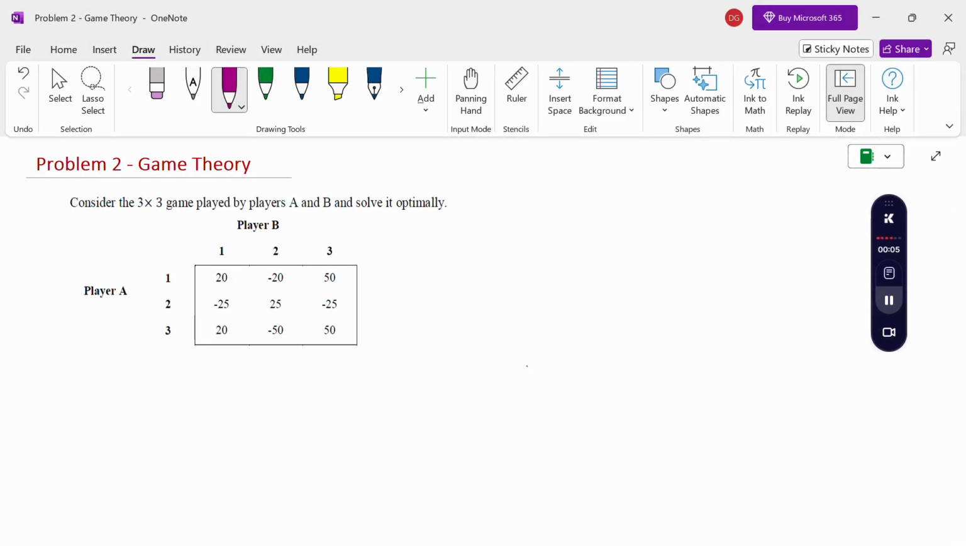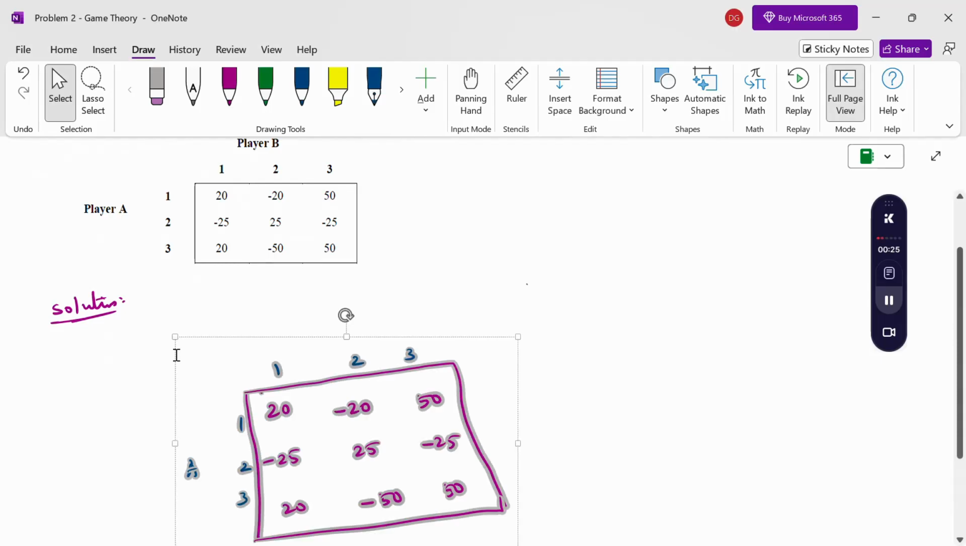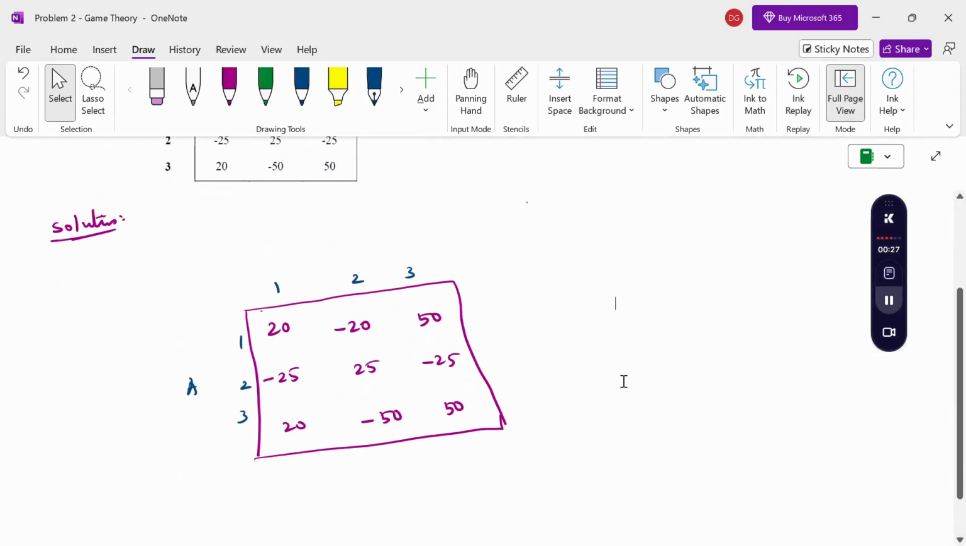In this section, we are going to discuss a game theory problem. Look at this problem. Consider the 3x3 game played by player A and player B and solve it to optimality. The values are given. Now, to solve this, consider player A and player B.